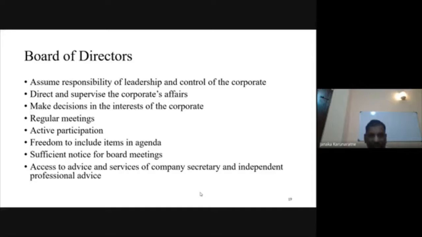Access to the advice and services of the company secretary and independent professional advice. So if you feel you need professional advice, you can get it. And the advice of the company secretary is also important.